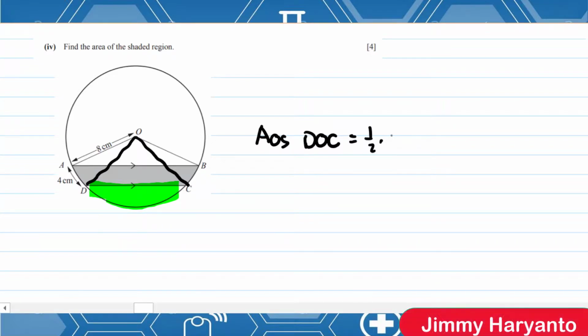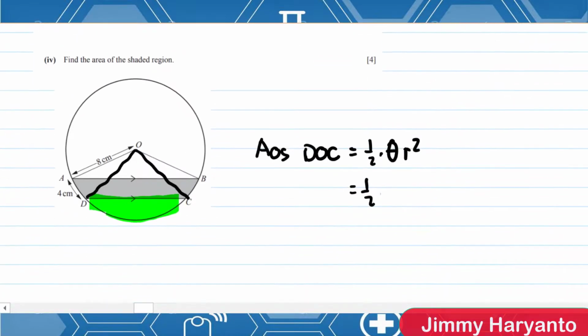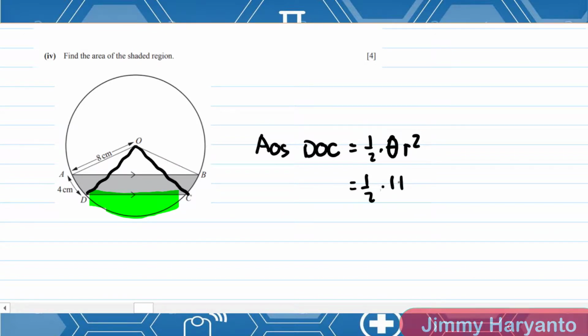half times theta r square ya. So it will be half times the theta. The theta is 1.43. For the DOC it's 1.43 times the radius is 8 square. So the answer will be half times 1.43 times 8 square equals 45.76 centimeter square. So this is the area of this one.